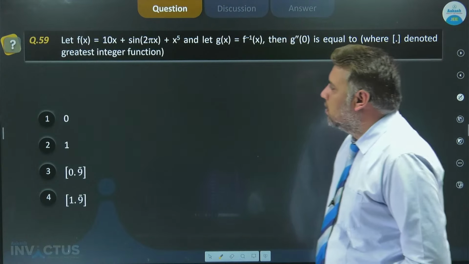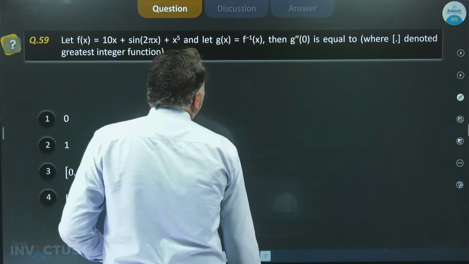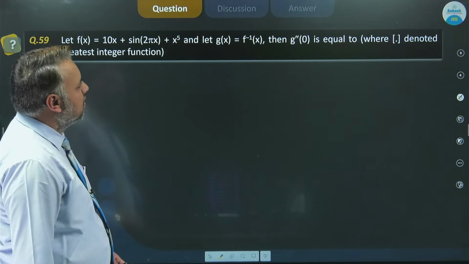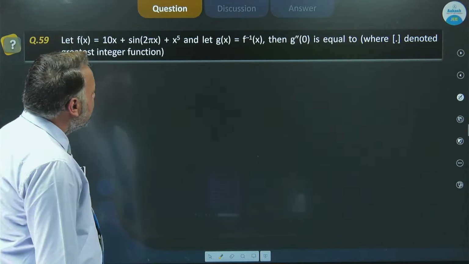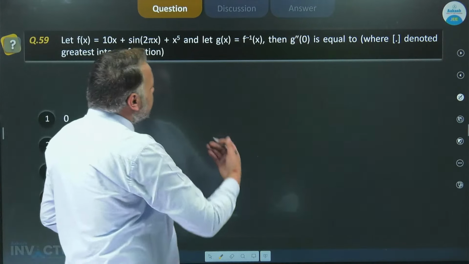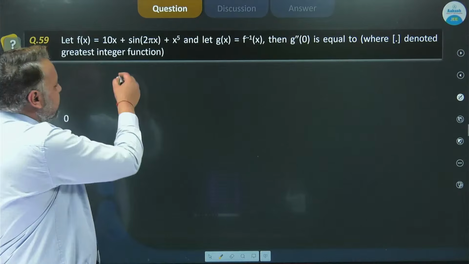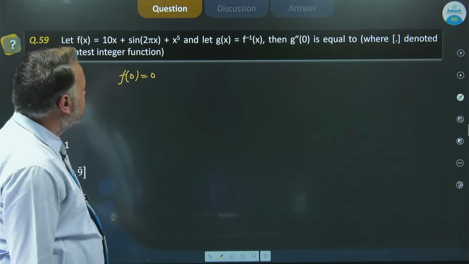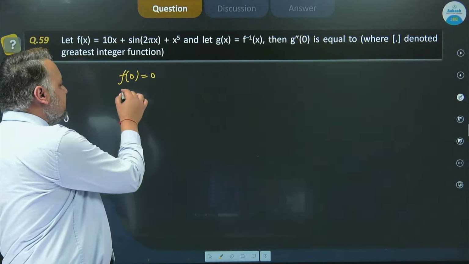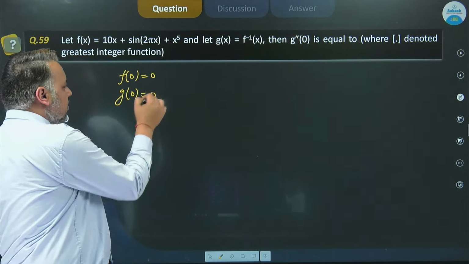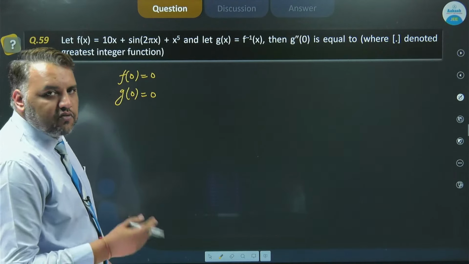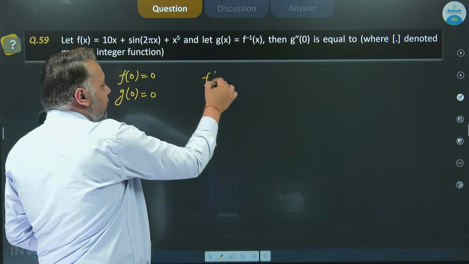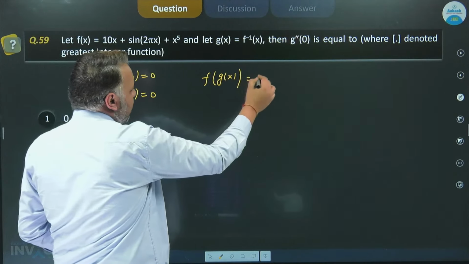Okay, next. This question is based on inverse function. We have to comment on the derivative of the inverse of a function. f(x) is given and we have to comment on g double dash 0. So if you check here, f of 0 is 0, the point (0, 0) satisfies this graph. Similarly, you can say g of 0 is also 0. If f of alpha is beta, then g of beta is alpha. So from here we can say that f of g(x) is nothing but x only.